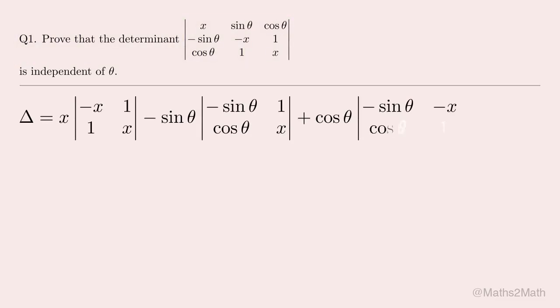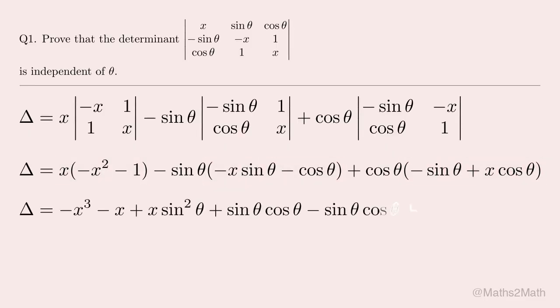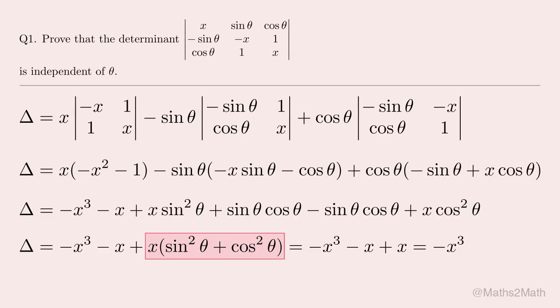Expand along the first row, writing the 3 2 by 2 minors. Evaluate each minor. Multiply out. The sine-cosine terms cancel each other immediately. Group the remaining theta terms. Sine squared plus cosine squared is 1, so they collapse to plus x, canceling the minus x. Only minus x cubed survives, no theta anywhere.